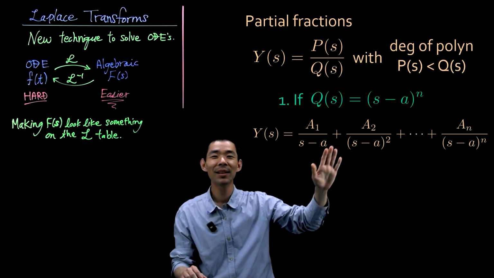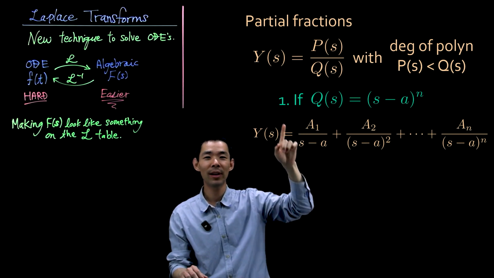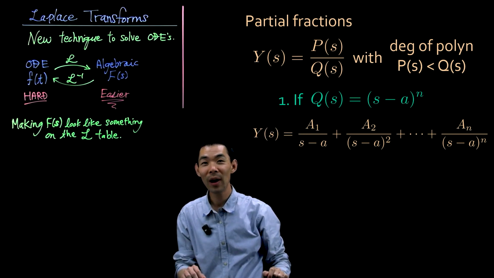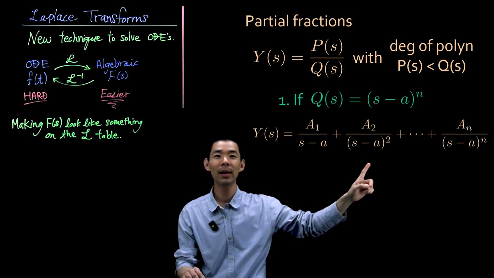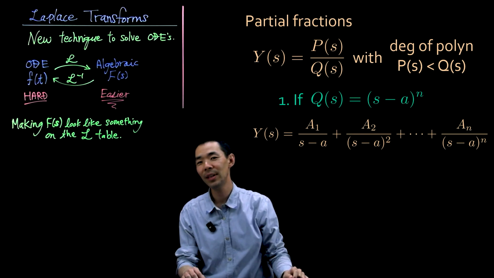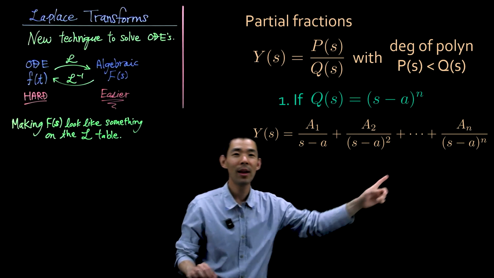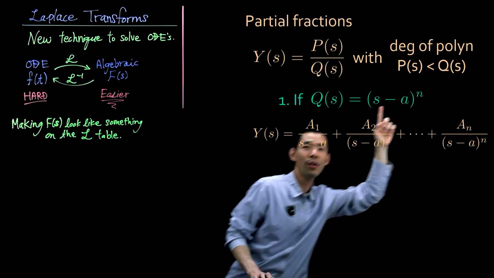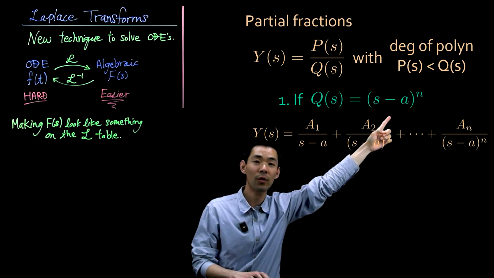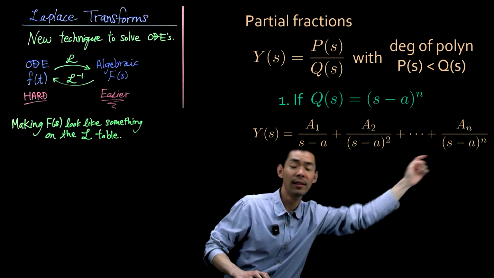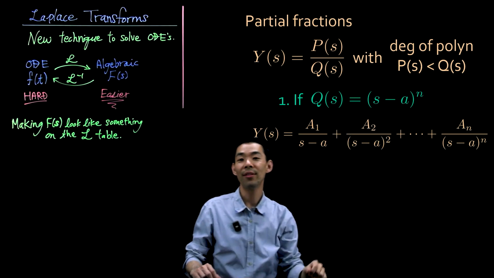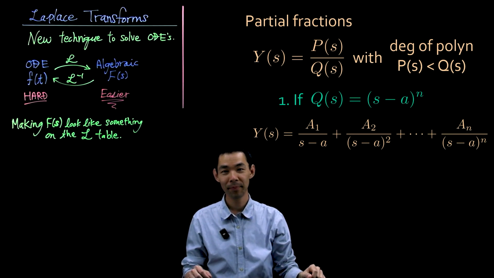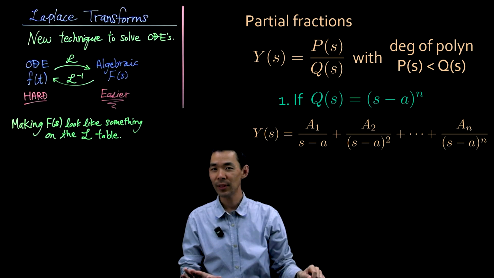In that case, you're going to guess a form of Y of s as a partial fraction, as a sum of many of these fractions, and you go up to the nth power. So if your Q of s polynomial is of degree n, you're going to have this go up to the nth term. So you're going to have n terms present. Okay? We'll do some examples, and you'll see how you can use this.